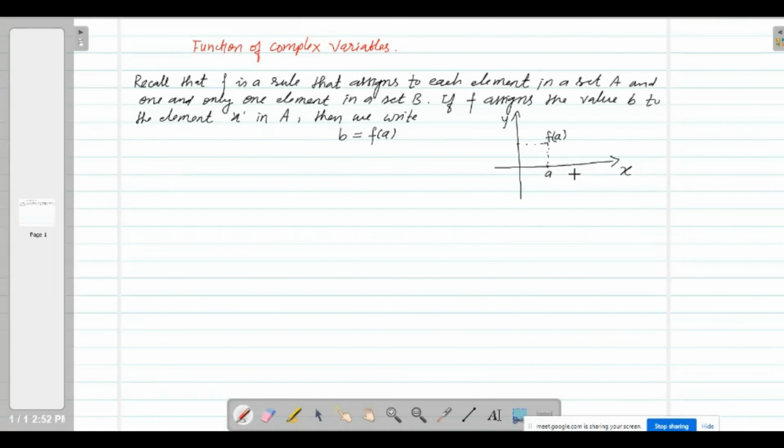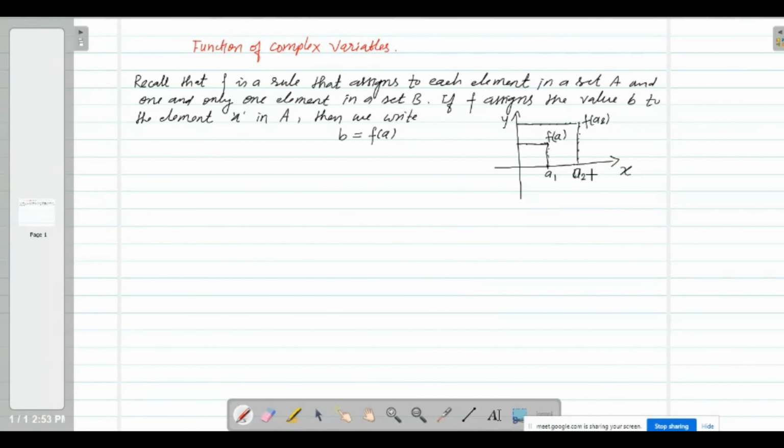Suppose here is another point, this is a1, and here a2 is there. So for this a2, you will have another value, that is f of a2. So for each element in A there corresponds one and only one element in the set B, such that f of a can be written as b. In this way you can define a function f of x in the real case.